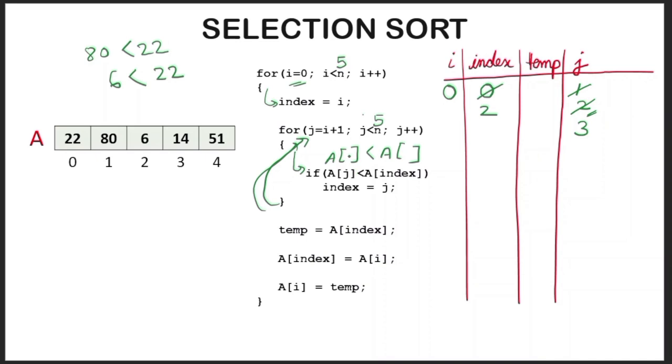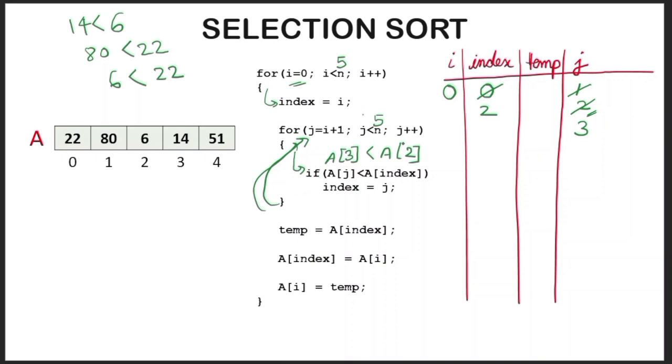If a of j, a of 3, is it less than a of index? Index is now 2. So a of 3 is your 14. Is 14 less than a of 2? What is a of 2? 6. No, the condition is false.